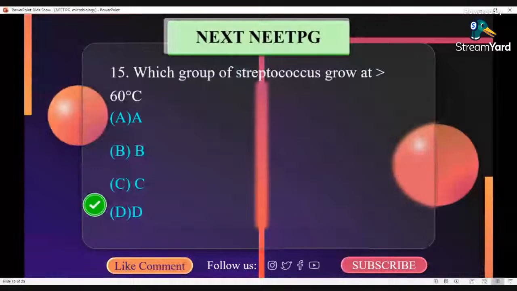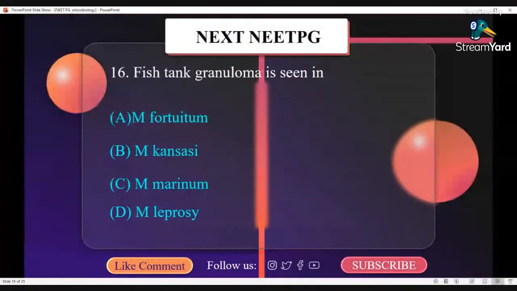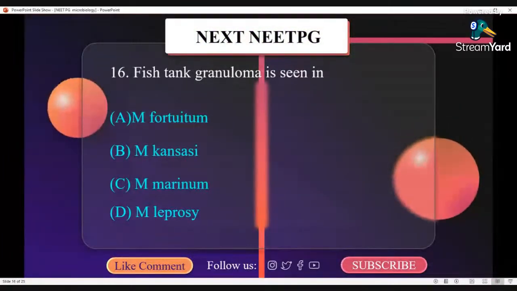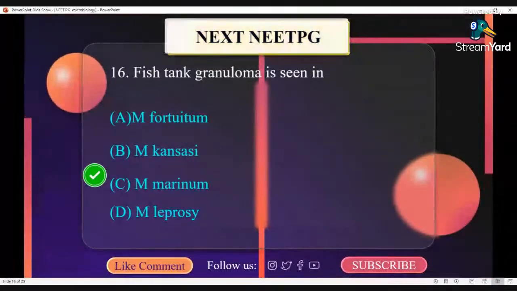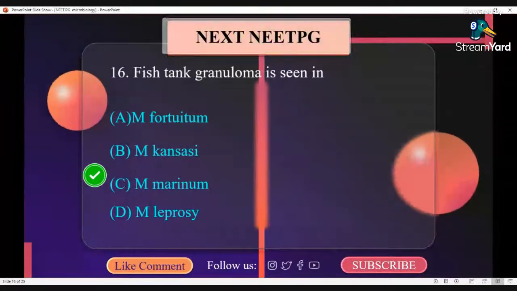Fish tank granuloma is caused by M. marinum. The correct answer here is M. marinum. Fish tank granuloma, also called swimming pool granuloma, is caused by M. marinum.